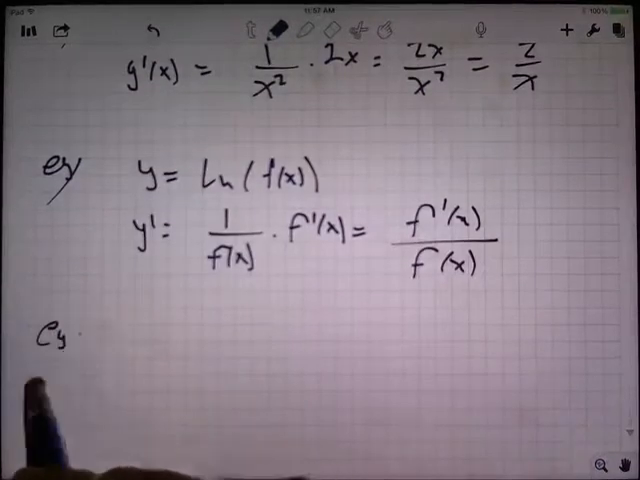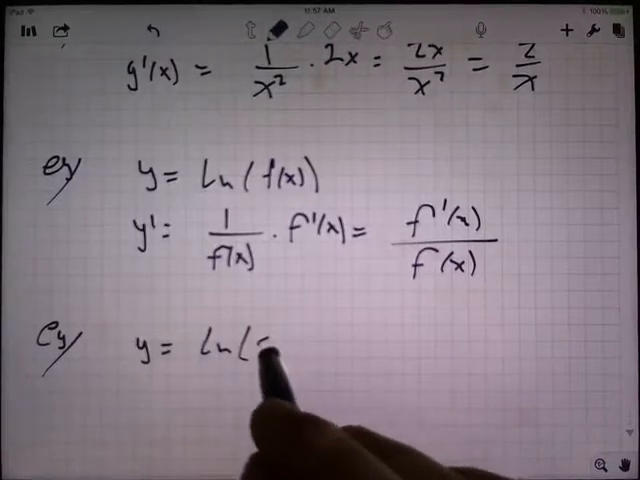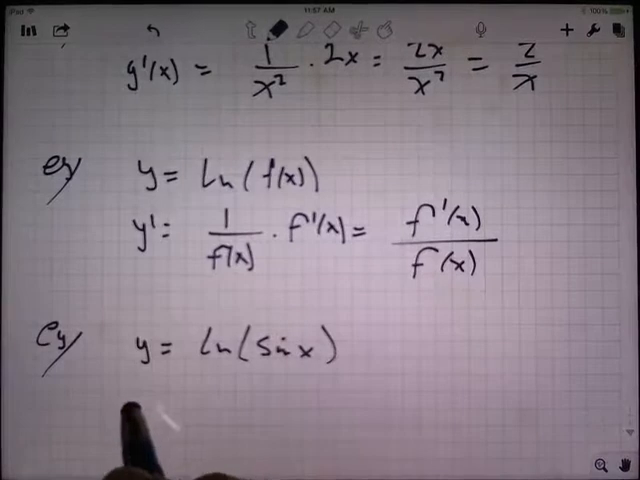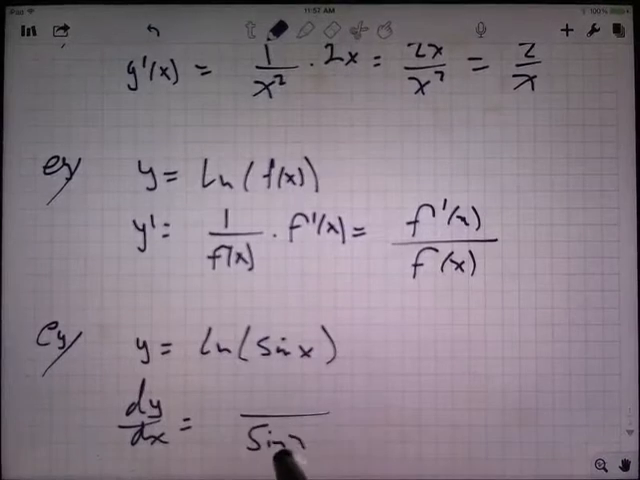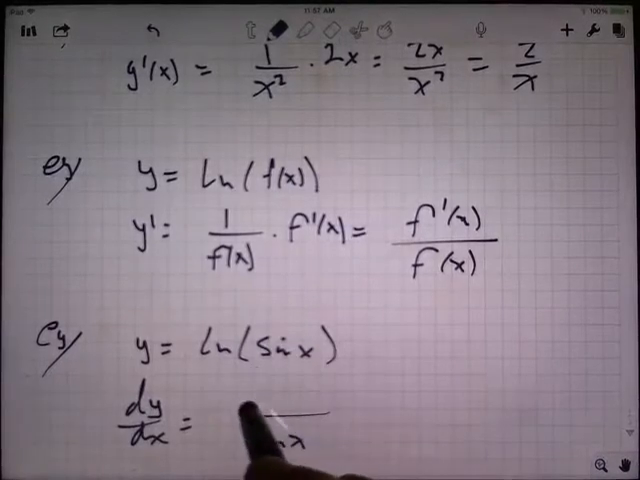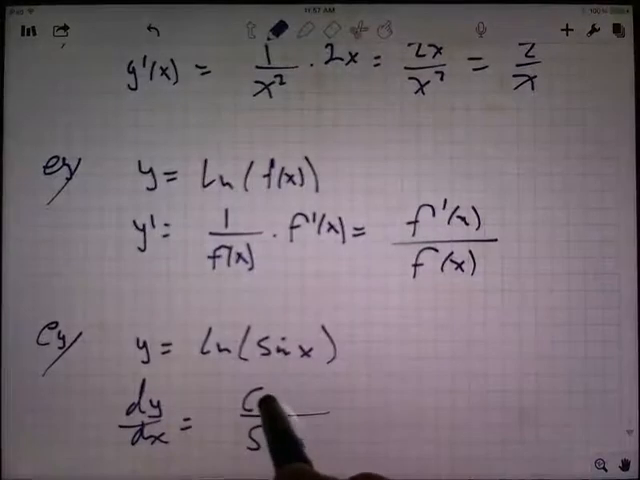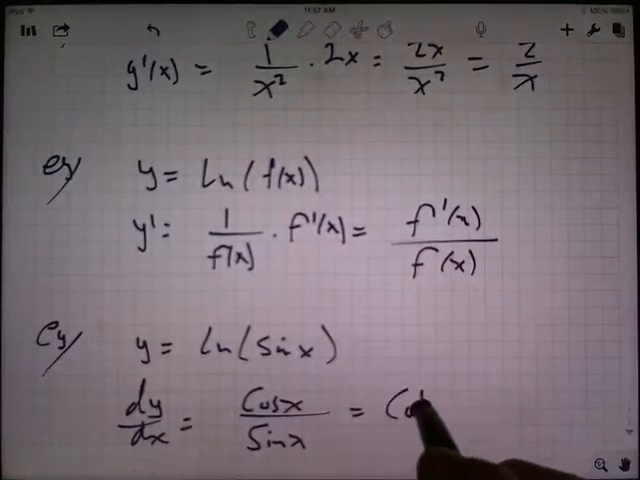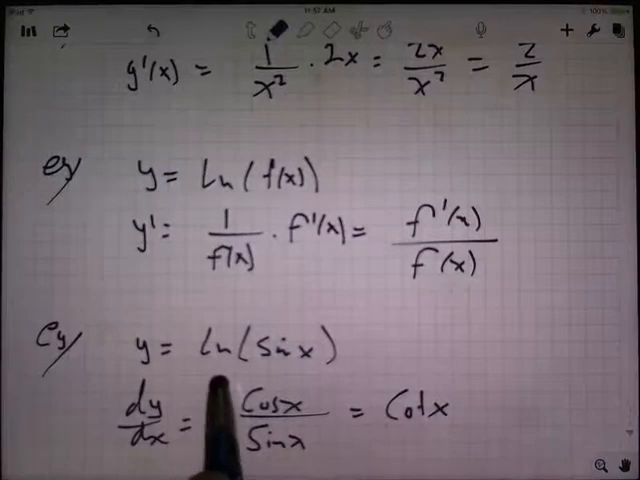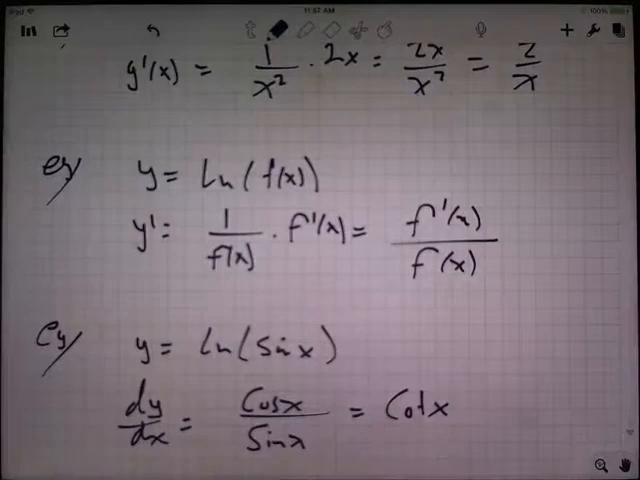One more example here. If I had y equals the natural log of the sine of x, then the derivative is going to have 1 over the sine of x, so the sine of x goes on the bottom, and then the derivative of the sine of x goes on the top. The derivative of the sine of x is the cosine of x. And cosine of x divided by sine x happens to be the cotangent of x. So the derivative of the natural log of the sine of x is the cotangent of x.